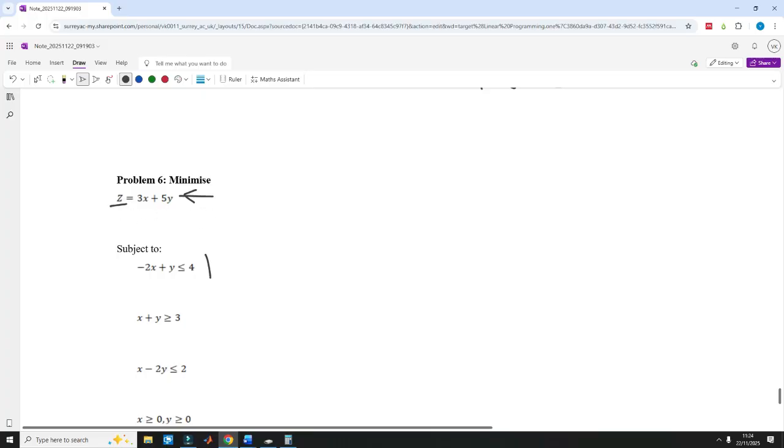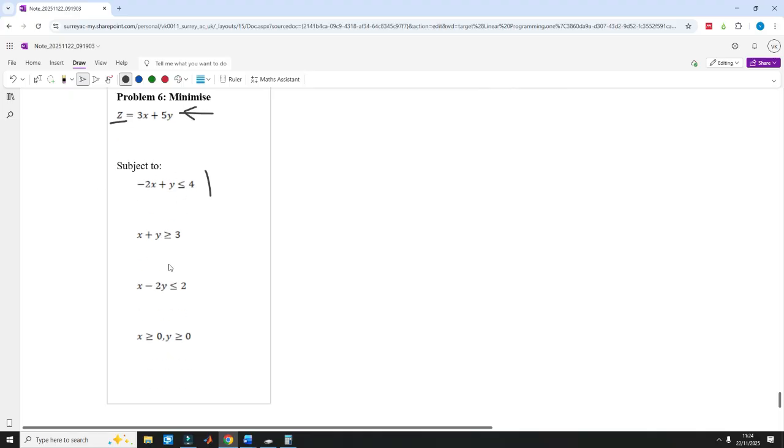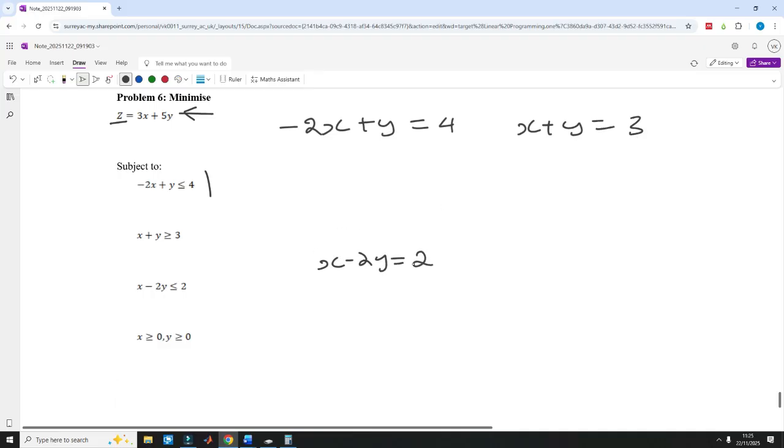So subject to these constraints: minus 2x plus y less than or equal to 4, and we have a second constraint, third, fourth and fifth constraint, which is y greater than or equal to 0. The problem is really simple. You have to use the same method that we followed until now. So convert the linear inequality into a linear equation: minus 2x plus y equal to 4, x plus y equal to 3, x minus 2y equal to 2.